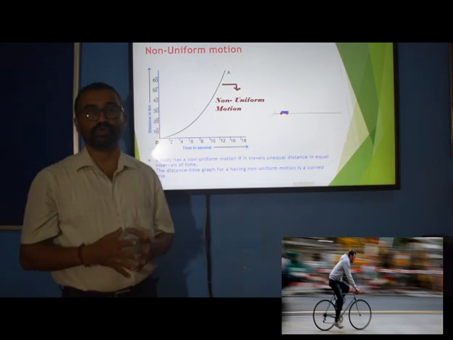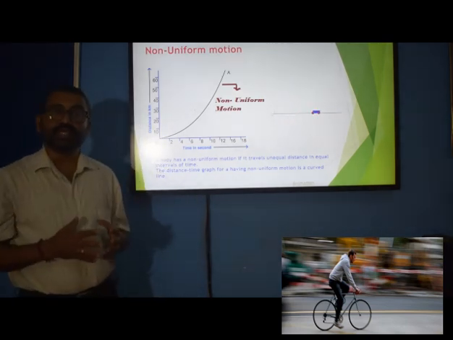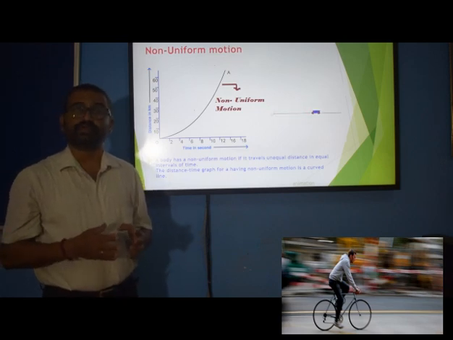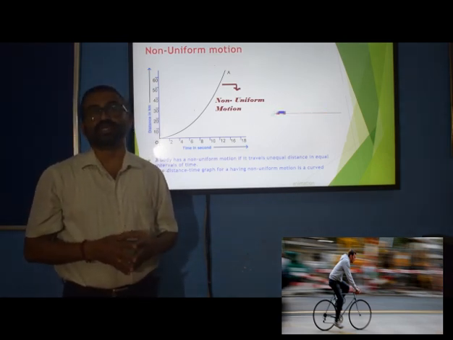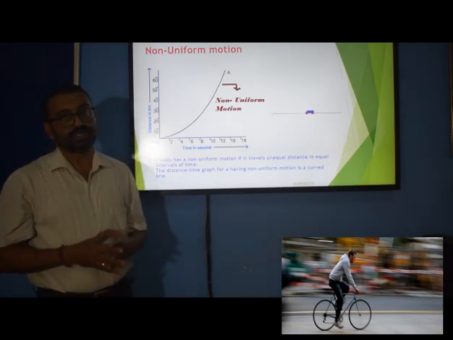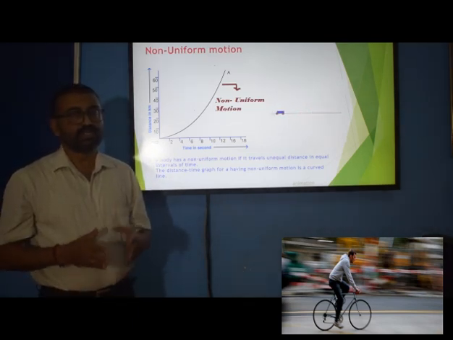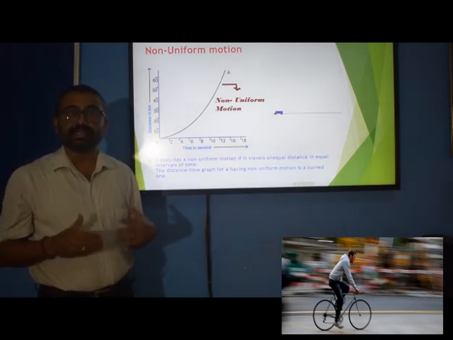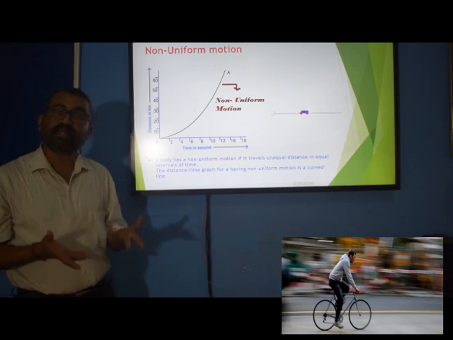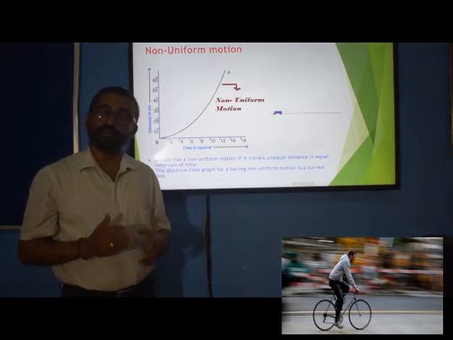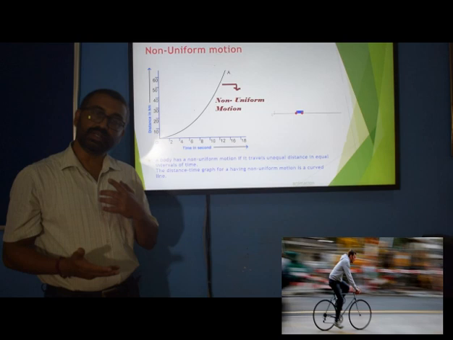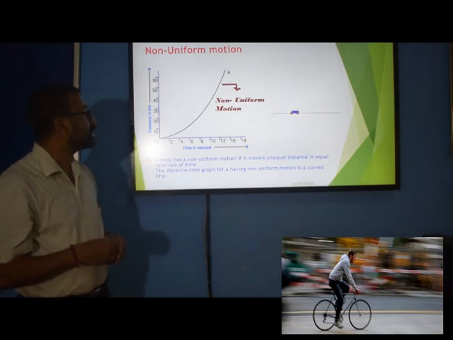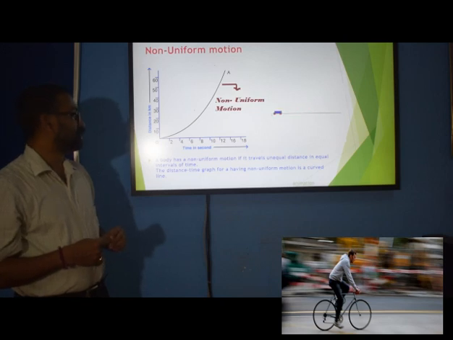So such type of motion where the velocity changes, where the velocity does not remain constant, is called non-uniform motion. So if the velocity remains constant, it is called uniform motion. If the velocity is changing, in the sense that it can speed up, at the same time it can slow down, both are possible. Both these two things come under the category of non-uniform motion.